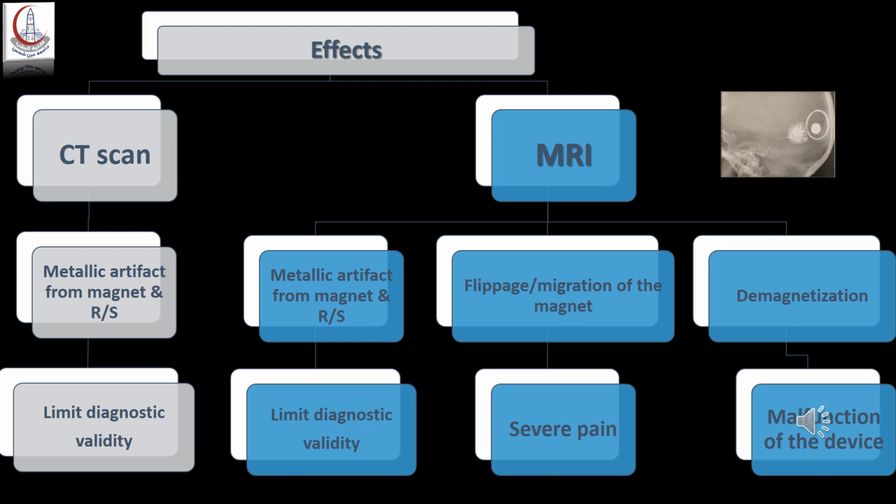Not only this, the magnet will be under the influence of the large magnet of the magnetic resonance imaging machine, and this may cause problems with the magnet itself. It can cause flippage of the magnet, it can cause displacement of the magnet, and this can occasion pain for the patient. And sometimes the magnetic interactions may lead to demagnetization of the magnet of the cochlear implant, leading to malfunction of the device.